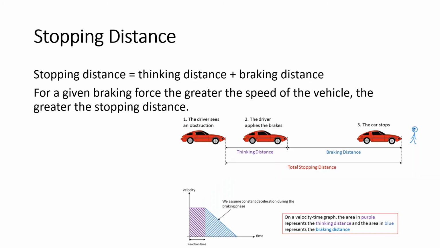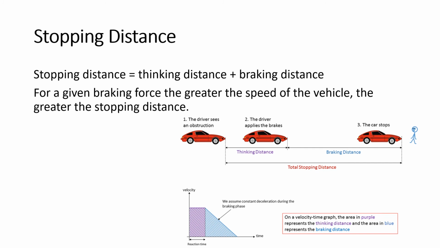Stopping distance is equal to the thinking distance plus the braking distance. It is the overall distance it takes a driver to stop when they see a hazard. The braking distance will increase with speed and the thinking distance will increase with speed, so the overall stopping distance also increases with speed. You can see a diagram of how the stopping distance is equal to the thinking and the braking distance added together.